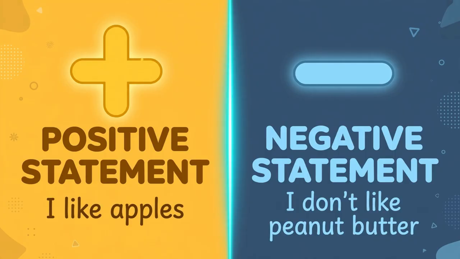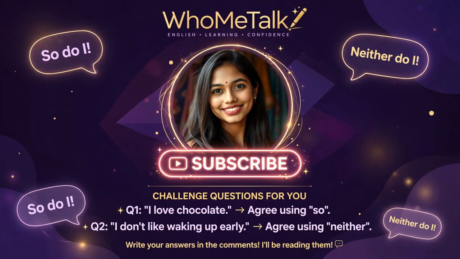Outro and challenge. Okay, now you have everything you need to agree and disagree in English with confidence. No more freezing, no more me too when you should say me neither. You've got this. Now here's a challenge for you.